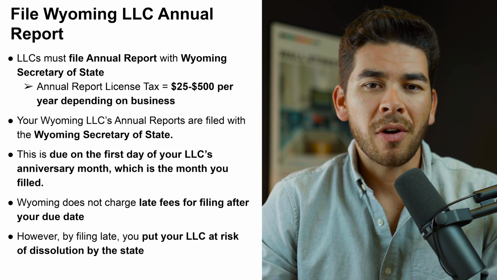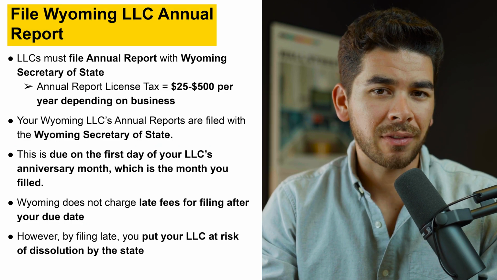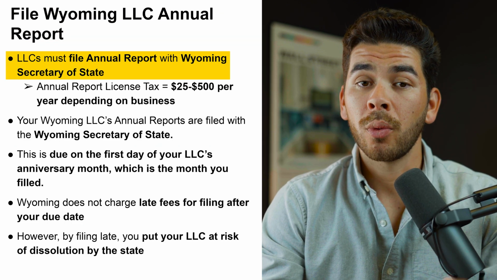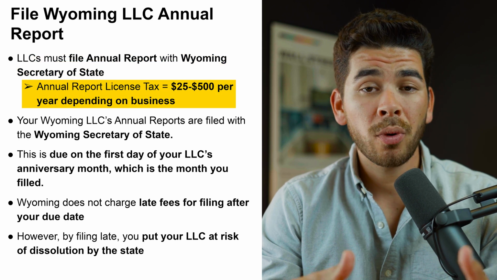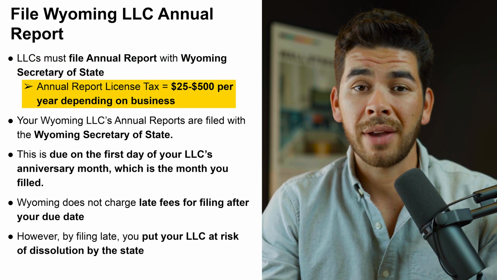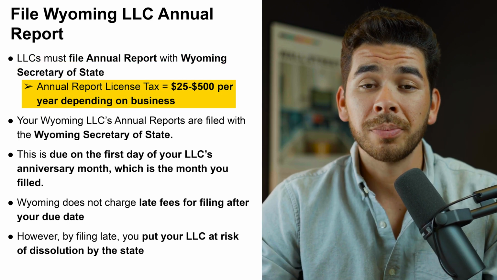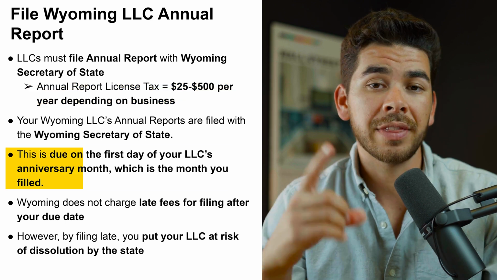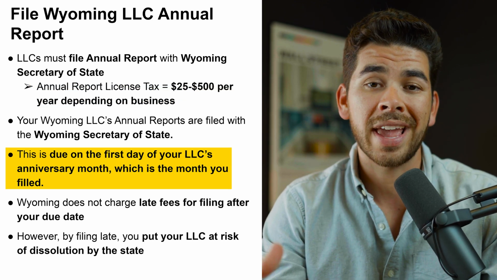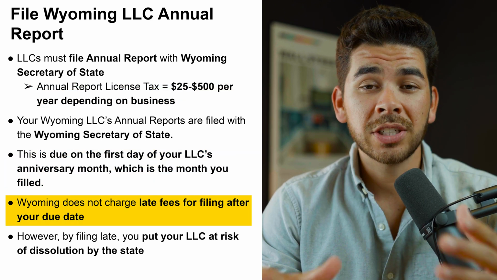Now we need to talk about filing your annual report in the state of Wyoming. You'll need to file your annual report with the Secretary of State, and the report can vary from $25 to $500 per year. It all depends on your business and how much revenue you're generating. These reports are due on the first day of your anniversary month of your LLC. Make sure that you're not late.